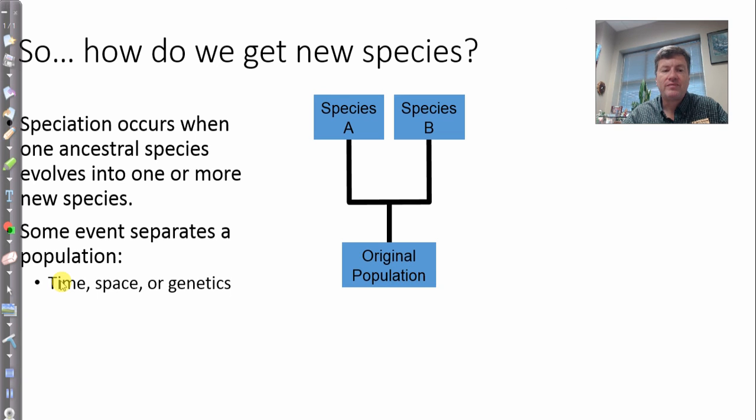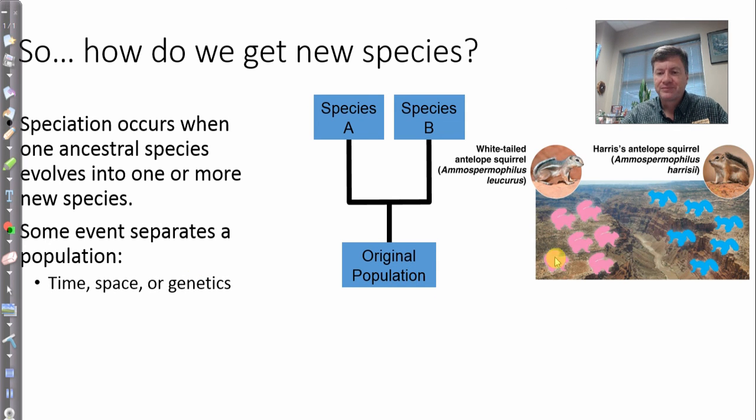So how does this happen? What event causes this to happen? This could be, you see some examples here, time or space or genetics. Something may separate this group physically, something may separate this group in terms of behavioral changes, even genetic changes may make a group split into two non-interbreeding entities.